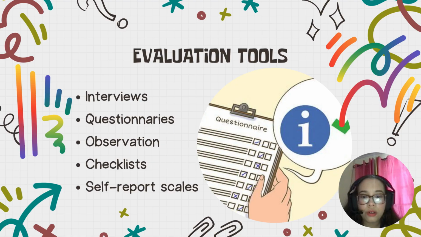Evaluation tools. According to the text, several tools are commonly used to gather information in evaluations. One important tool is the interviews, where evaluators talk directly with teachers, students, or administrators. Another common tool is questionnaires and self-report scales, which help to collect opinions from many people quickly. The text also mentions observation and checklists, especially for evaluating teaching and classroom activities.